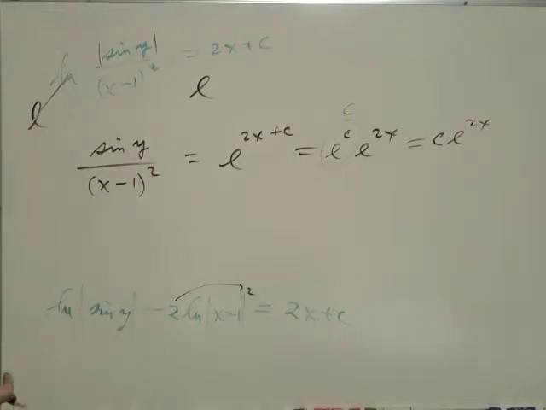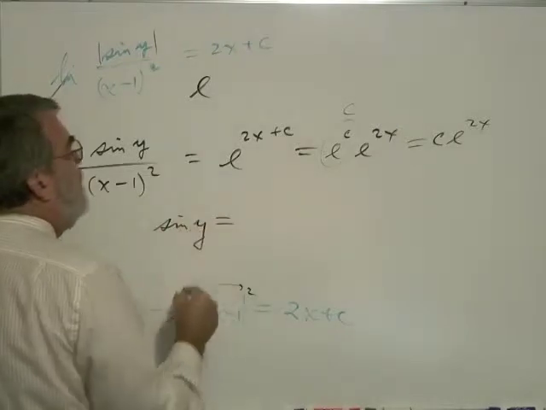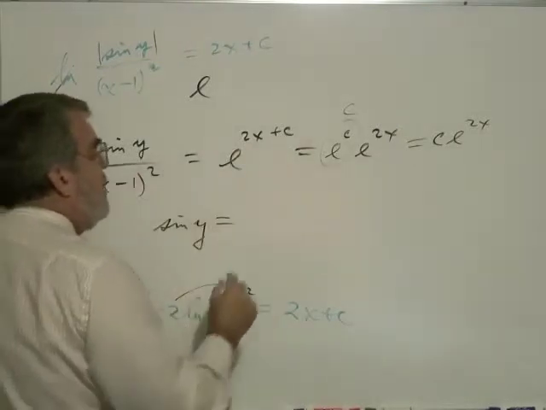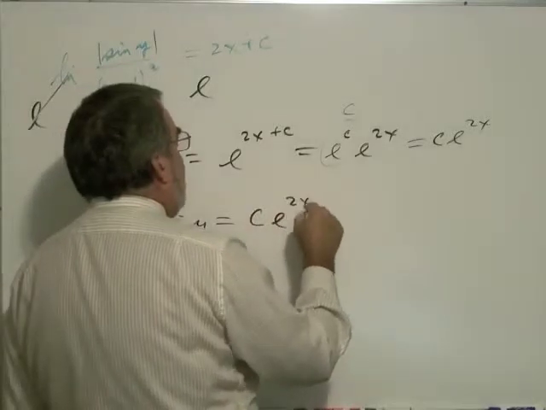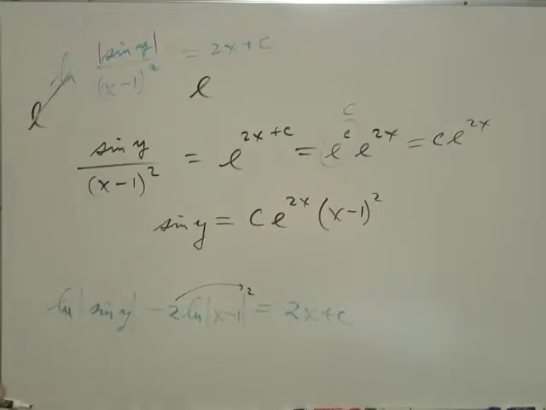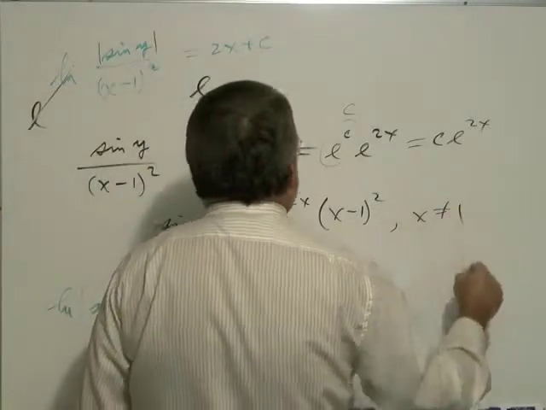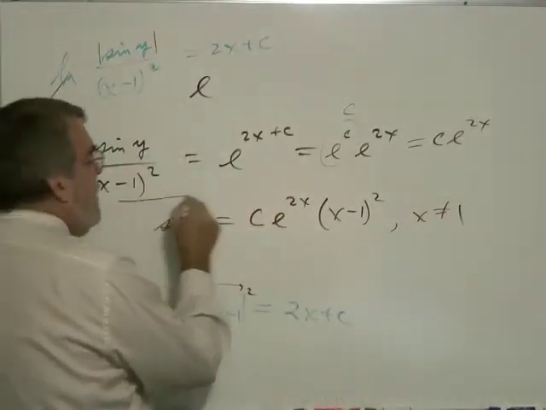So now look at this. We can separate and get rid of the fraction here. So sine y would equal c e to the 2x multiplied by (x minus 1) squared. And I think the only other thing left is that, and I erased too soon, I guess, I can't have division by 0, so x cannot equal 1. All right, so that's my solution.